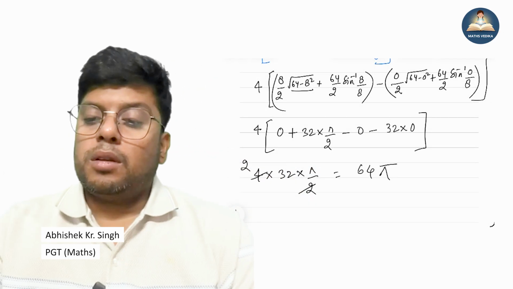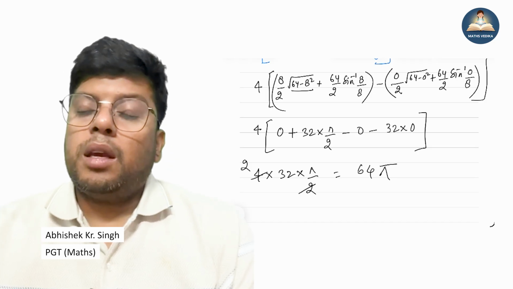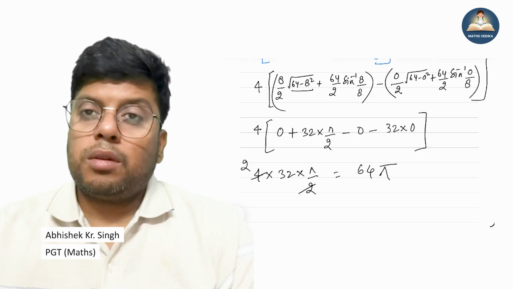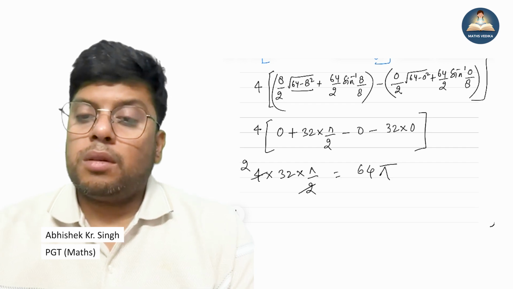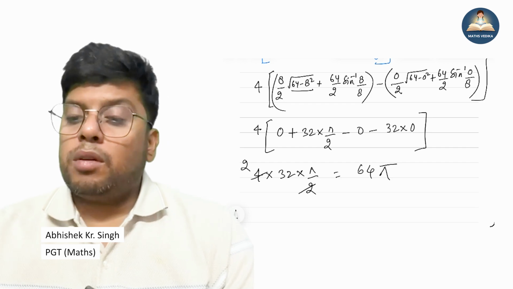So this is the area of the roundabout. Similarly, we can find the area of the pond. I hope you got the answer.